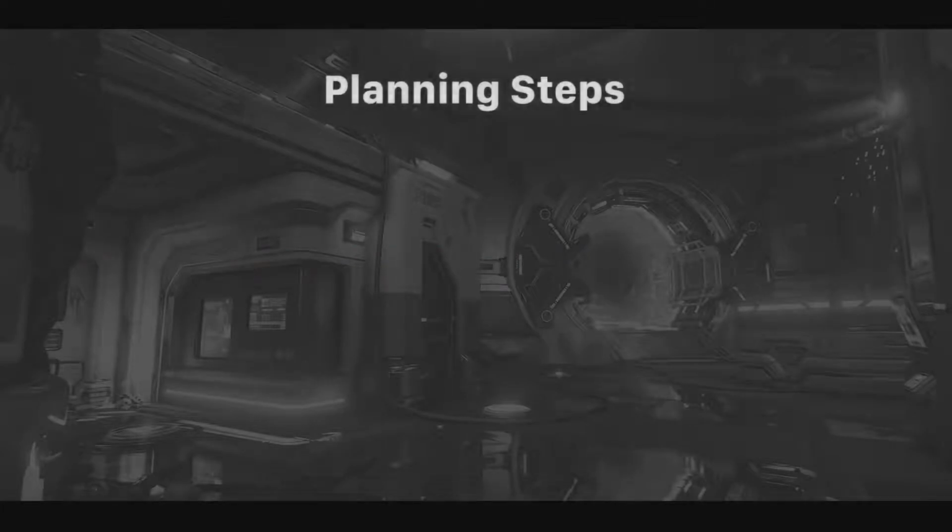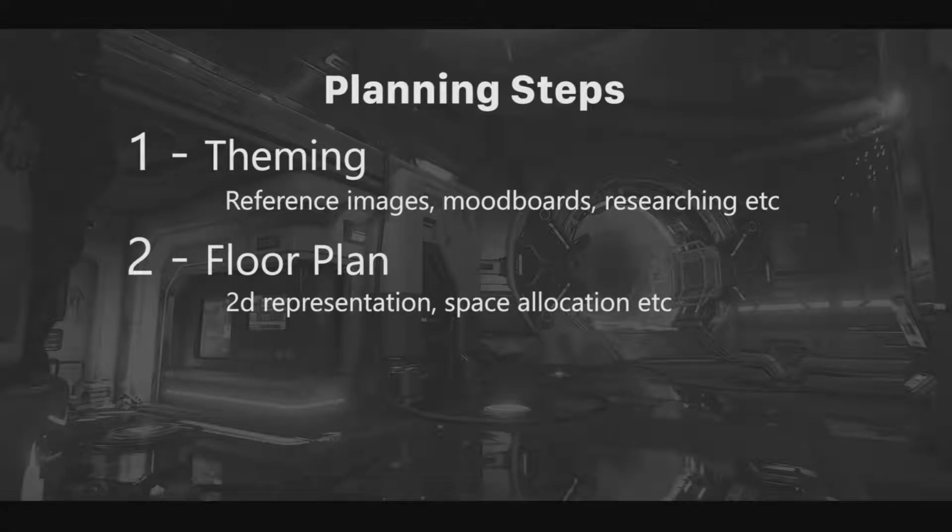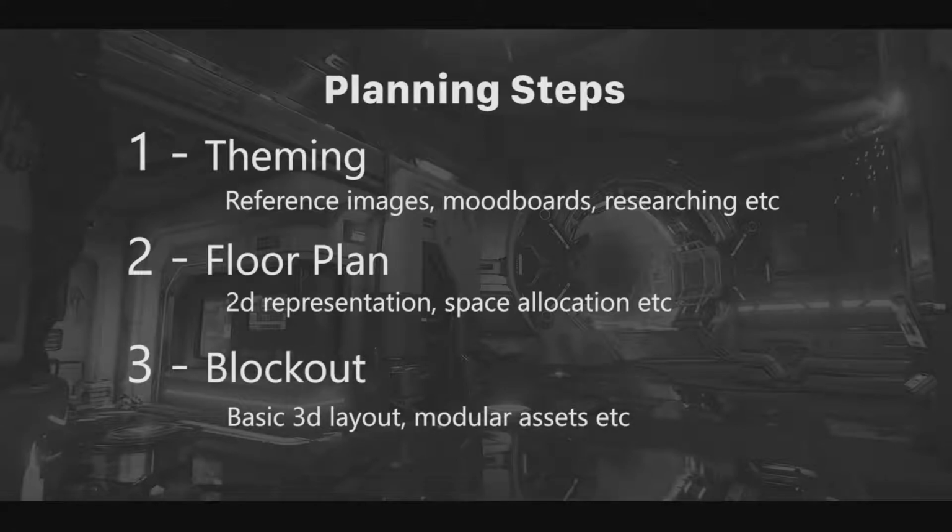So first thing is looking at theming, looking at what I need to do. So that's going to include looking at other work, looking at reference images and things like that. Secondly, I'll be making a floor plan so that I can get an idea of how I'm going to lay out the environment itself. And then third, I need to create a block out of this in Unreal Engine, which I will do once I have looked at research.